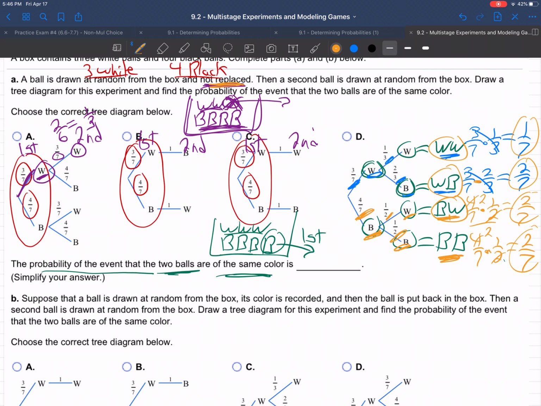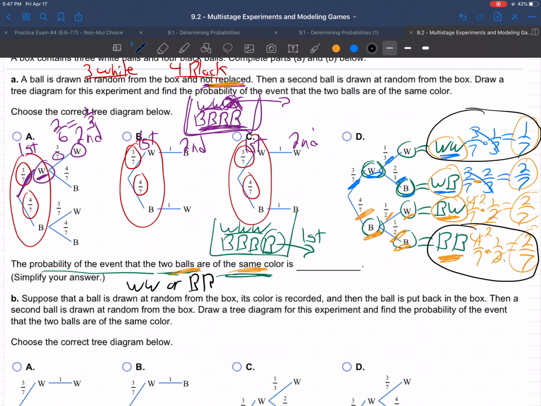So what's their question? Did you get 2 balls of the same color? Well, there's 2 ways to do that. You could get white and white. That'd be 2 balls of the same color. Or you could get black and black. So you could get white and white or black and black.